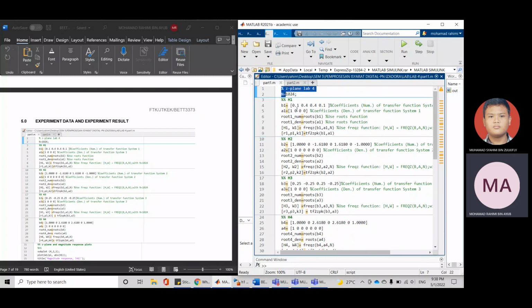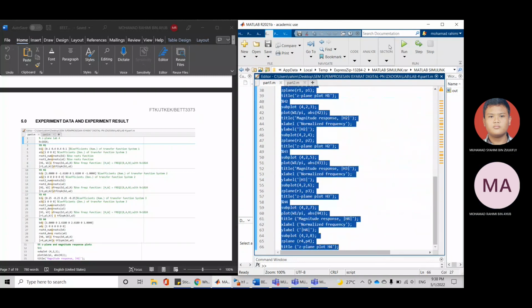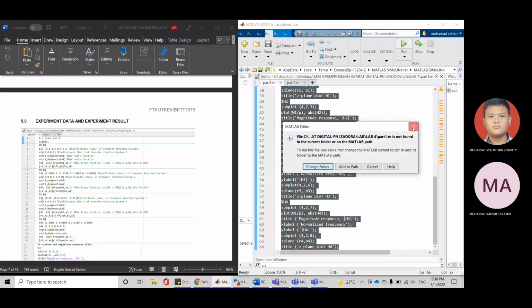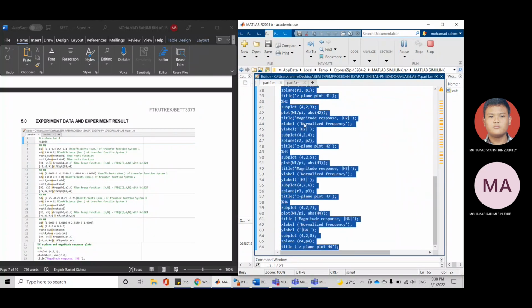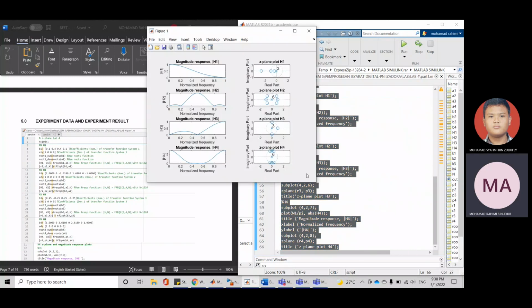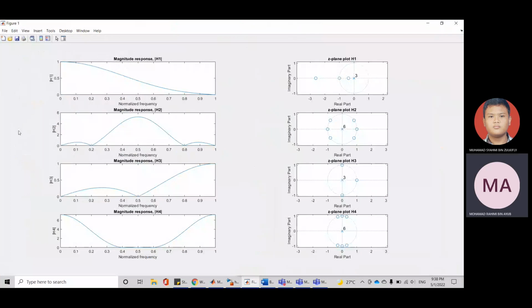Okay, I will run this. So we can see here H1 to H4. This is the magnitude response 1. The second one is magnitude response 2, then magnitude response H3, and magnitude response for H4. We can see here the graph is slightly like this. And number 2 has a graph like this. And number 3 and number 4 also have different graphs.